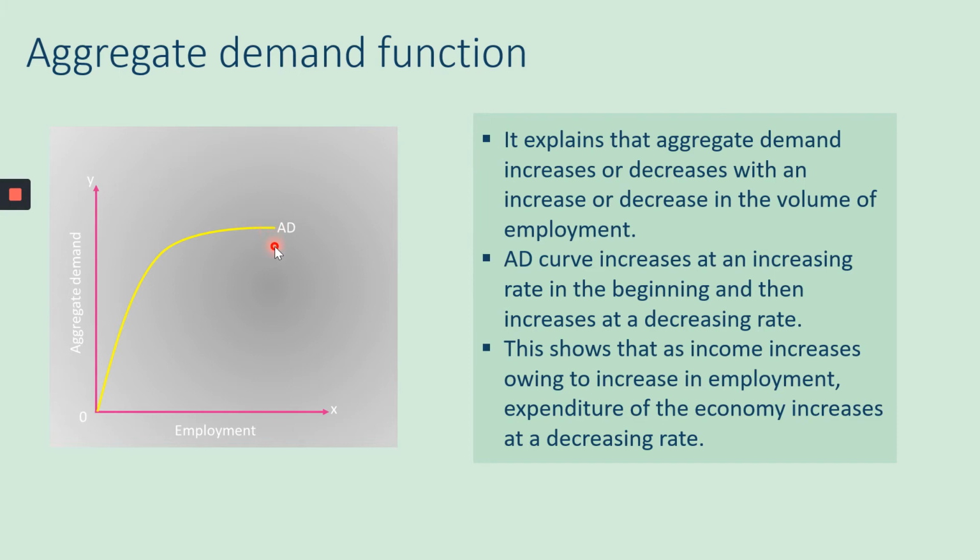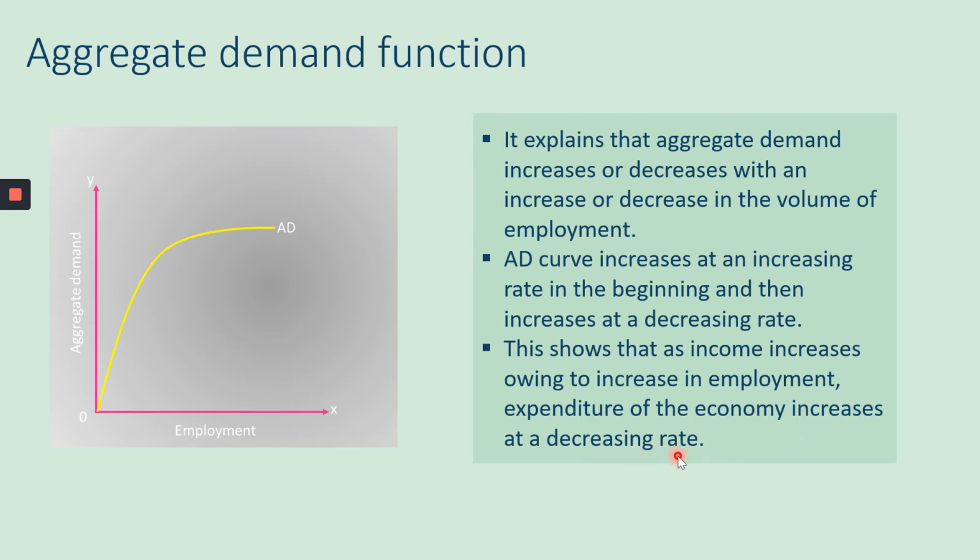This shows that as income increases, why does the income increase? Because there is an increase in the employment. Please understand this clearly. As the employment increases, the income also increases. This shows that as income increases, owing to increase in employment, expenditure of the economy increases at a decreasing rate.